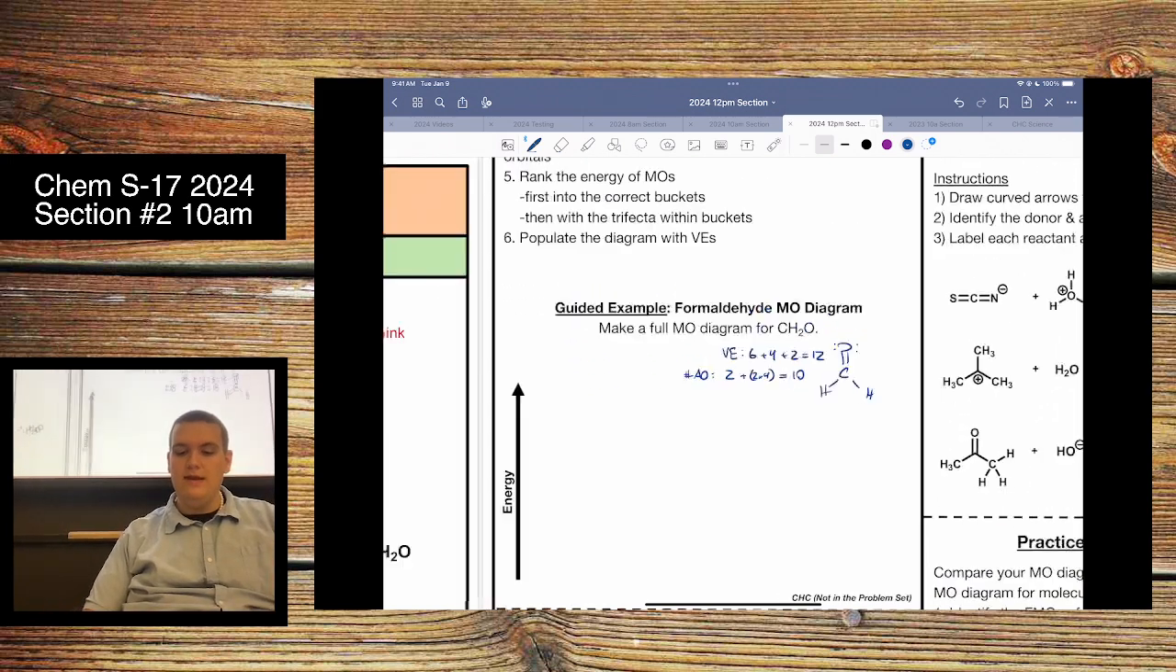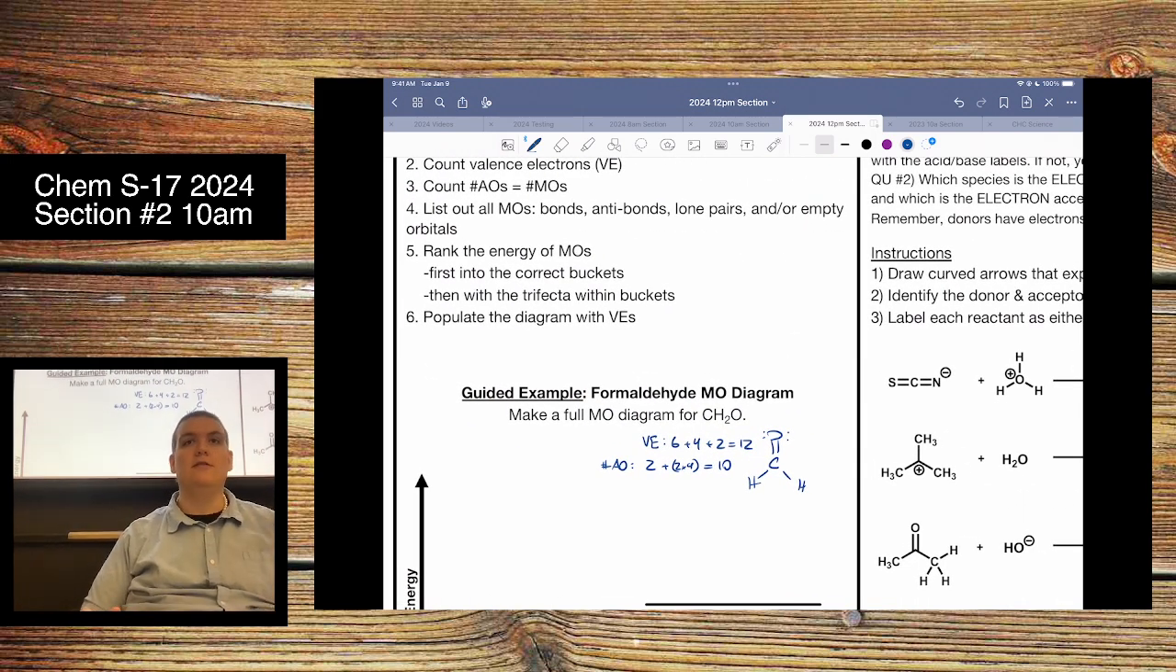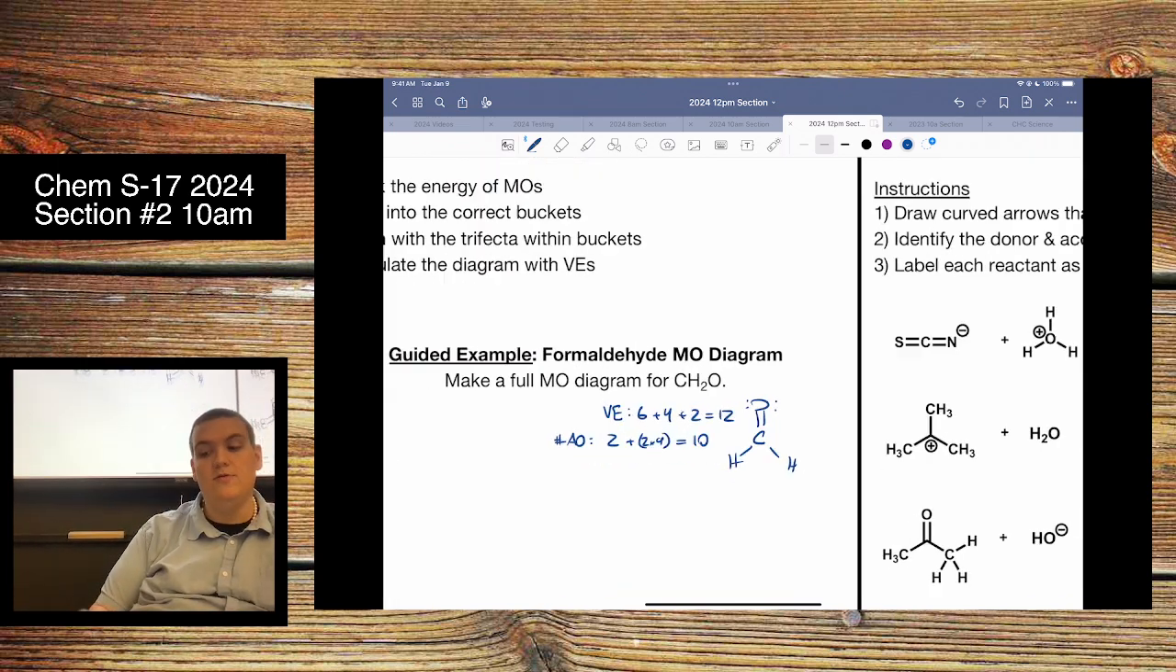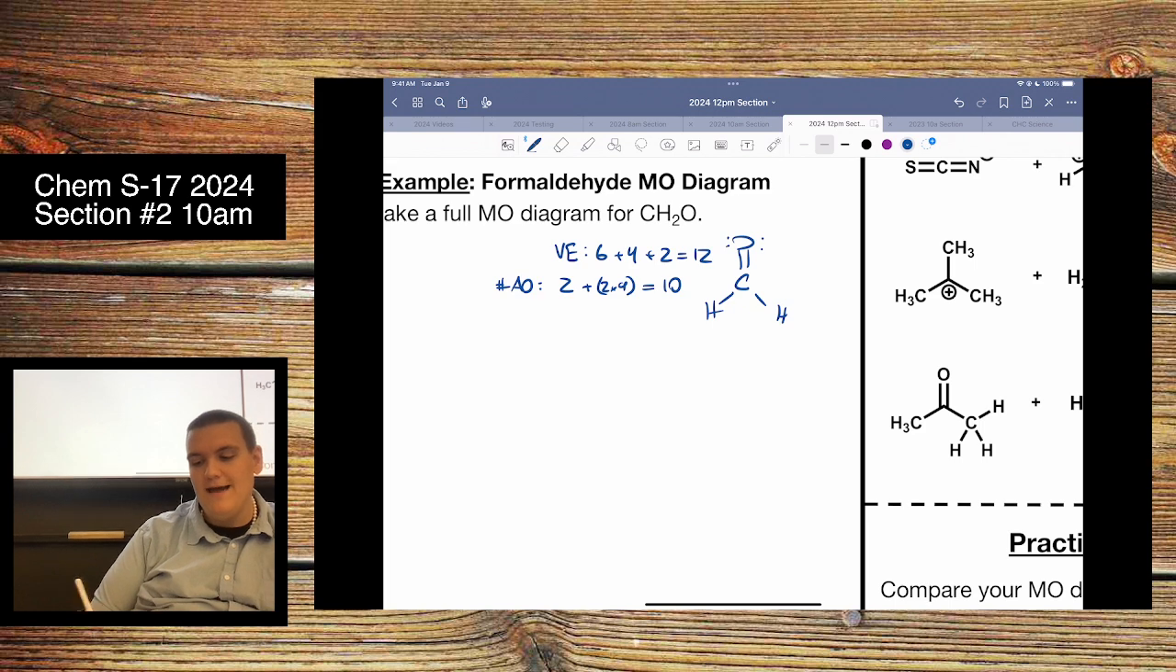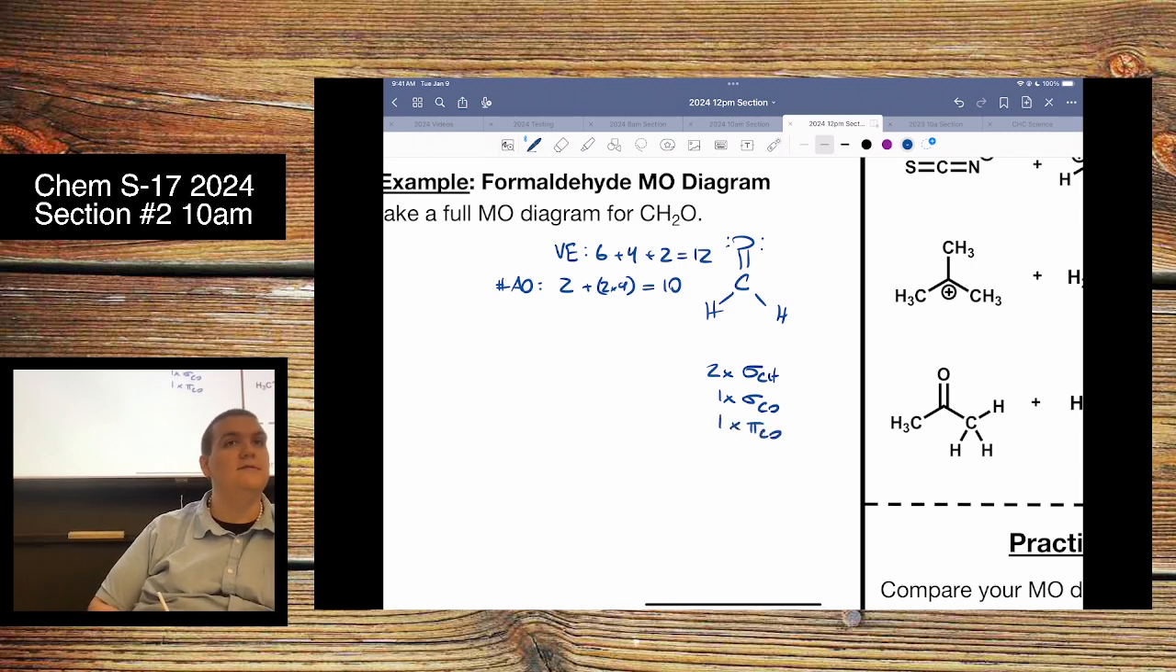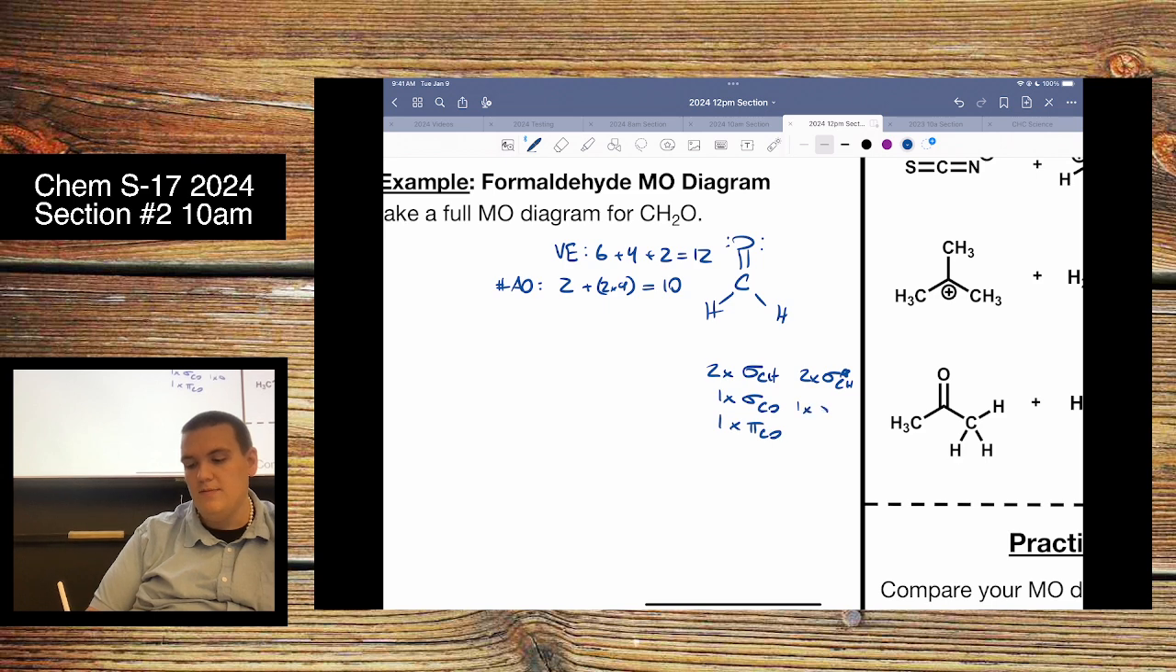So now, the next step is to list out all of the molecular orbitals. And this is the order I go in. I start off with bonds, because you can see the bonds. So we have 2 sigma CHs, 1 sigma CO, and 1 pi CO. So I've listed the bonds. Part 2, I list the antibonds, because I can just copy it from right before. So sigma star CH, 1 sigma star CO, 1 pi star CO.